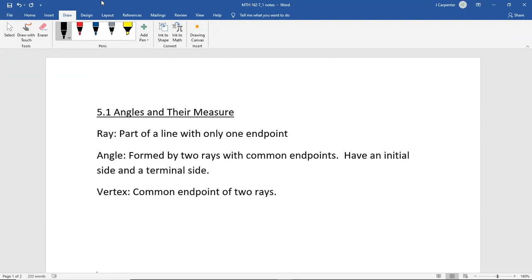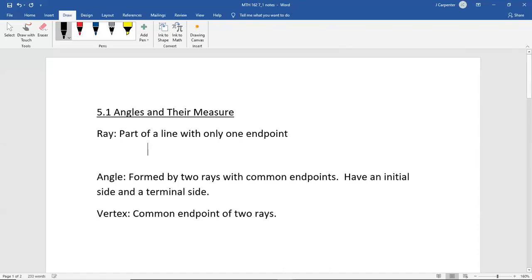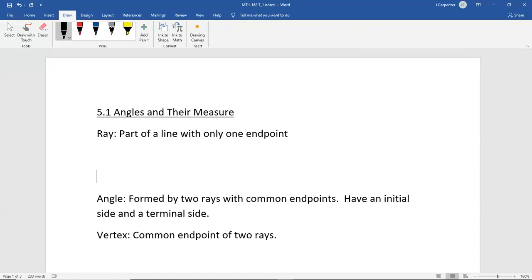All right, so angles and their measure. The first thing that we're going to talk about are rays. A ray is a part of a line with only one endpoint. If you've been in Pre-Calc 1 and previous courses, you know a line extends infinitely in each direction. But a ray does not. A ray is just an endpoint, and then it extends forever. And it doesn't have to be pointing up and right. It can point in any direction, like a clock. So that's a ray. It's part of a line with only one endpoint.